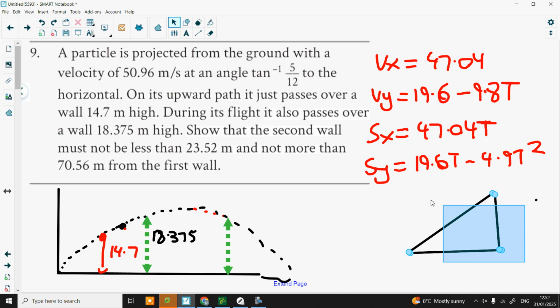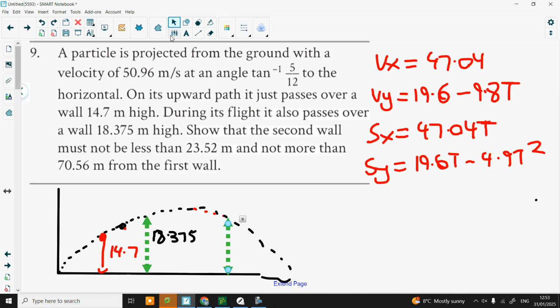Now guys, we're going to start off. The particle in flight should also pass over a wall. Show that there will be no less than... Okay, I wonder if we can get any information about it. It passes over a wall 14.7 high, during flight passes over wall 18.375. Showing the second wall must be no less than this, not more than this away from the first one.